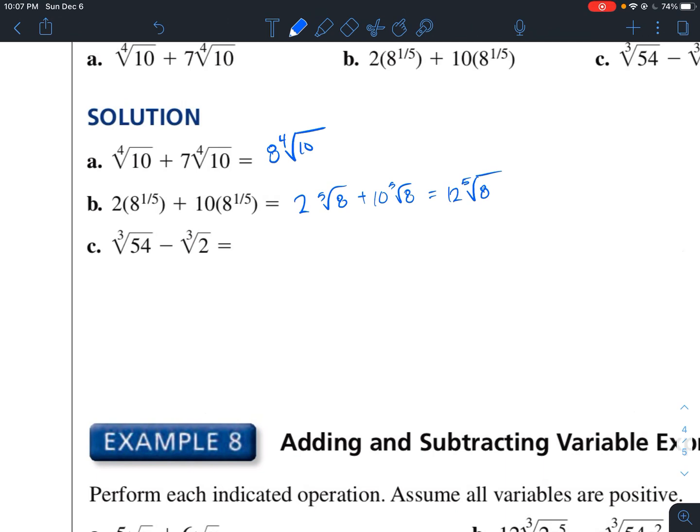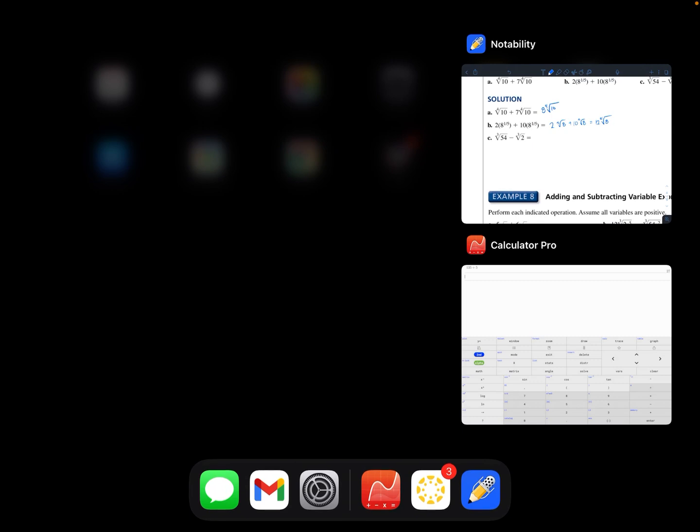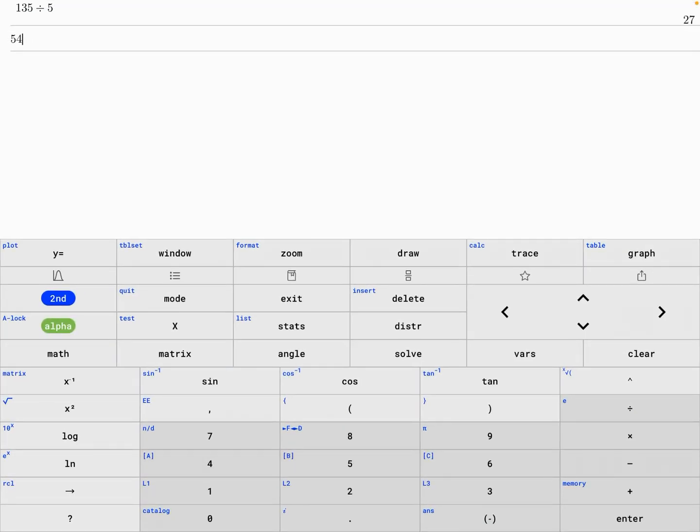Okay, now for c, I have the cube root of 54 minus the cube root of 2. You notice that these are not the same. It was good before because the variables we were able to treat as the same. So is there any way we can simplify this term right here to be the third root of 2? So let's take 54. Now, the thing is, I know that 54 is divisible by 8.